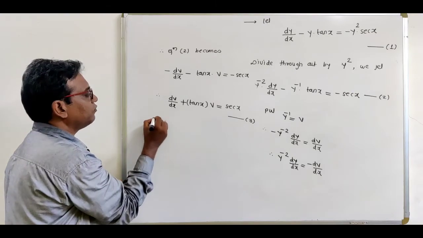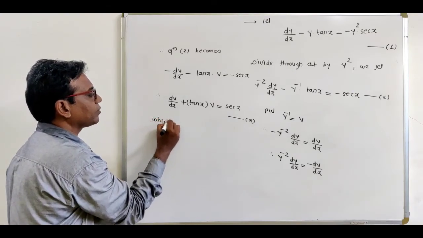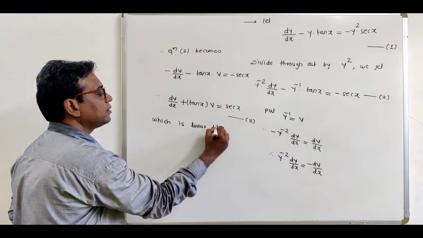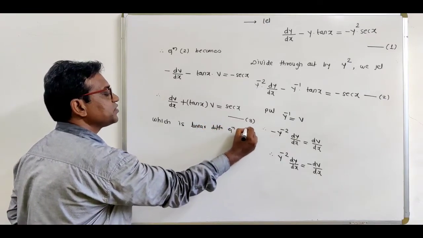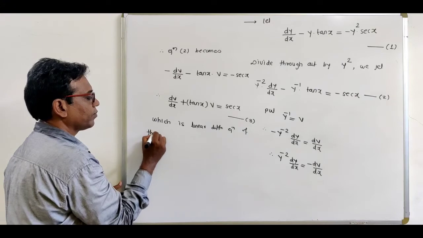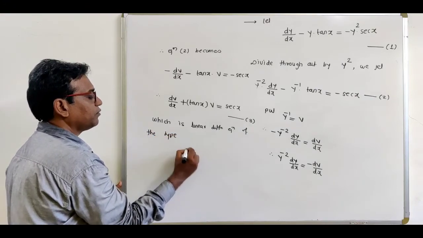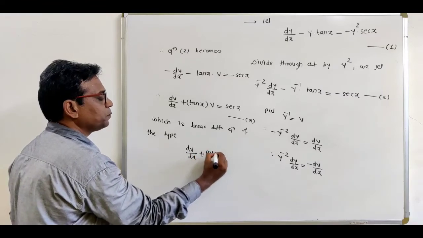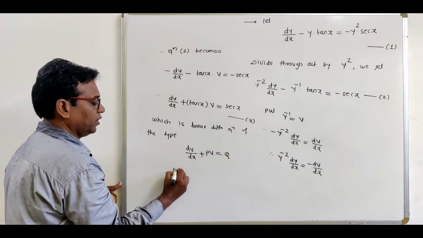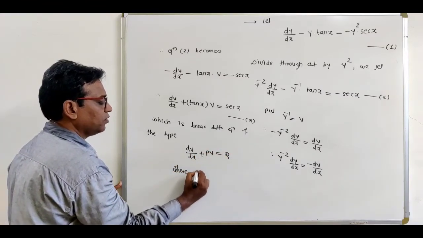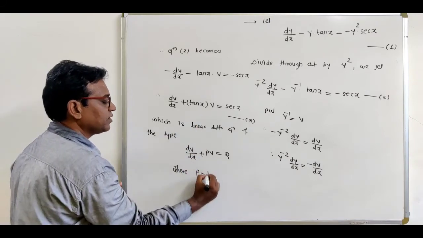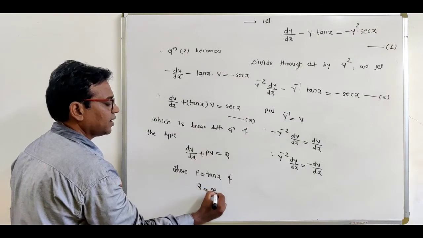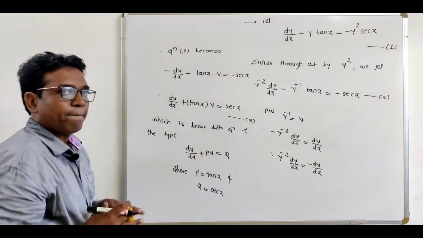So write down the identification. This is a linear differential equation of the type dv by dx plus pv is equal to q. Here p is tan x, and q, the right hand side, is sec x.